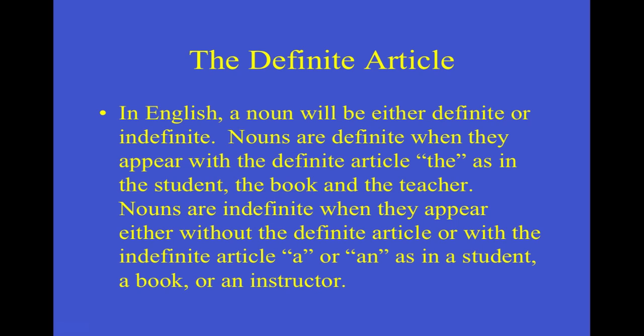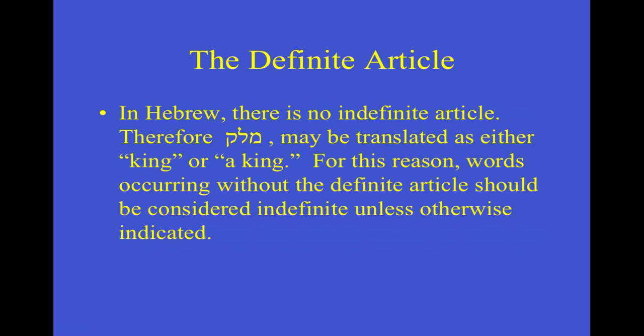In English, a noun will be either definite or indefinite. Nouns are definite when they appear with the definite article "the," as in the student, the book, and the teacher. Nouns are indefinite when they appear either without the definite article or with the indefinite article "a" or "an," as in a student, a book, or an instructor.